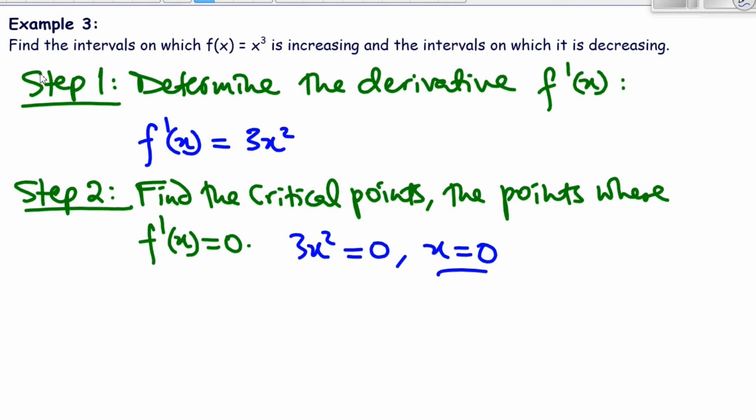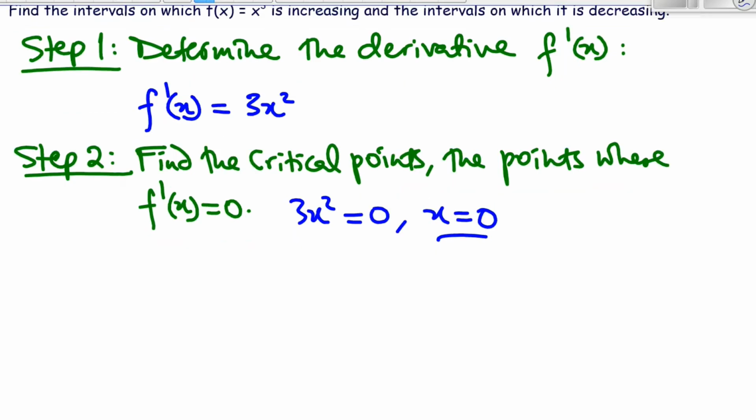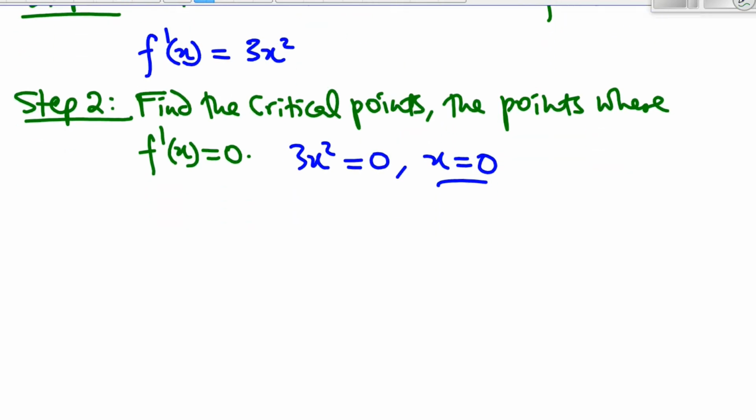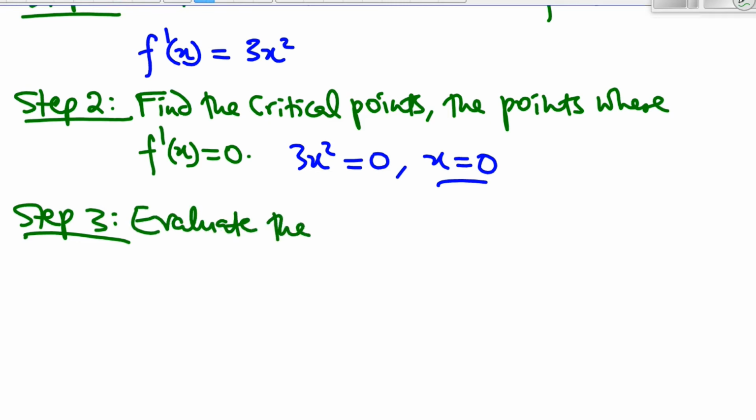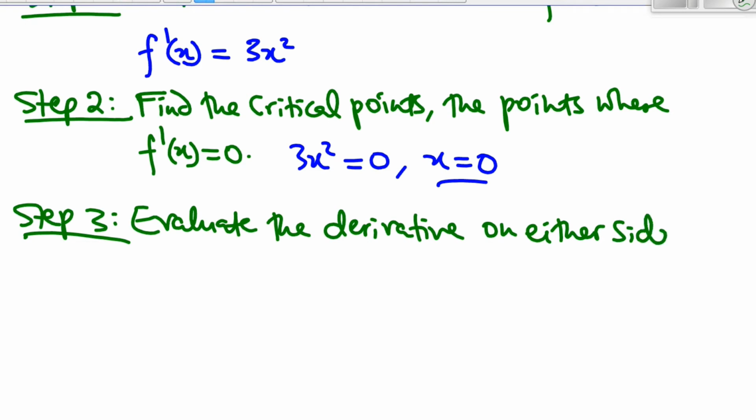Step 3, we need to evaluate the derivative on either side of the critical point. We just have one critical point, which means that we'll find the signs of the first derivative on either side. So that will be easy.